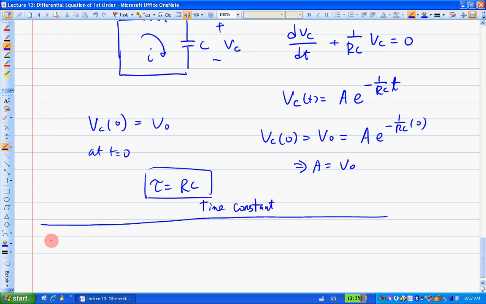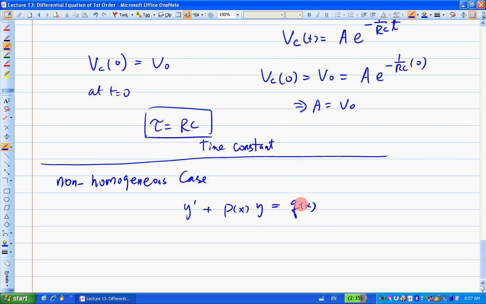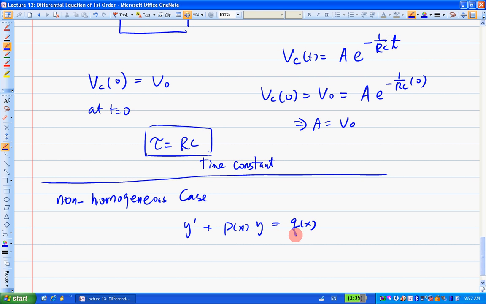So that's all about the homogeneous first order differential equation. Now let's take a look at the second case, which is the general, or non-homogeneous, case. We're dealing with this general format. So the Q of x is not going to be 0 anymore. It's just this here.